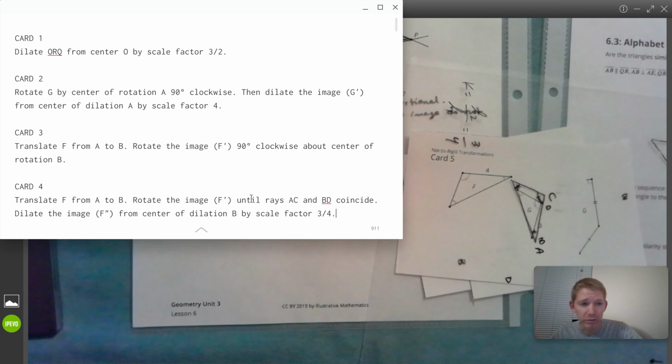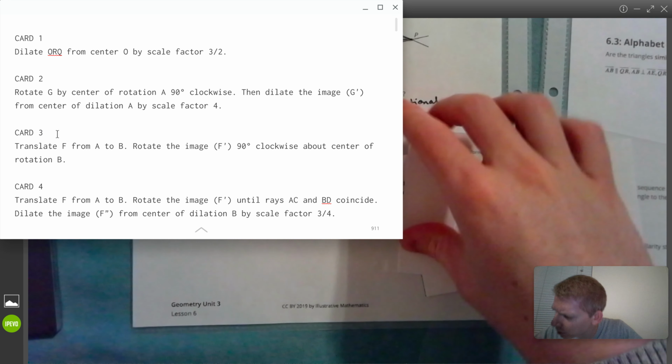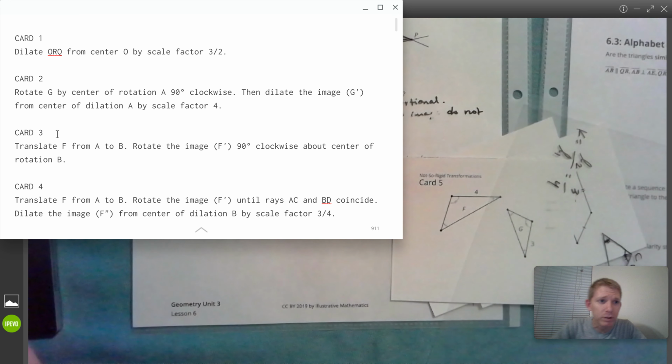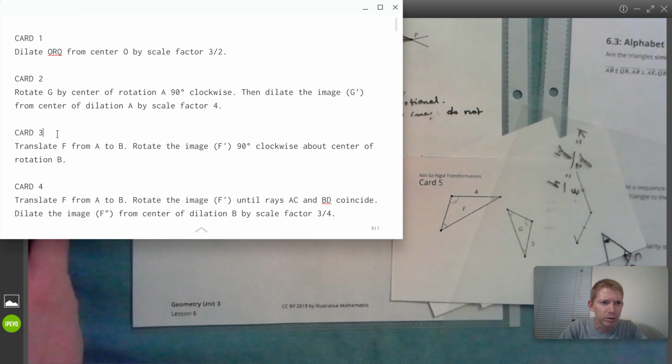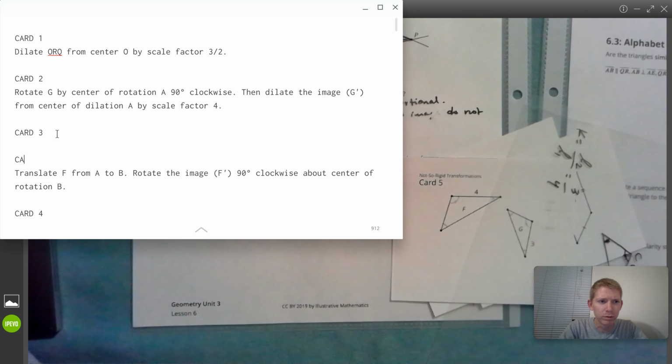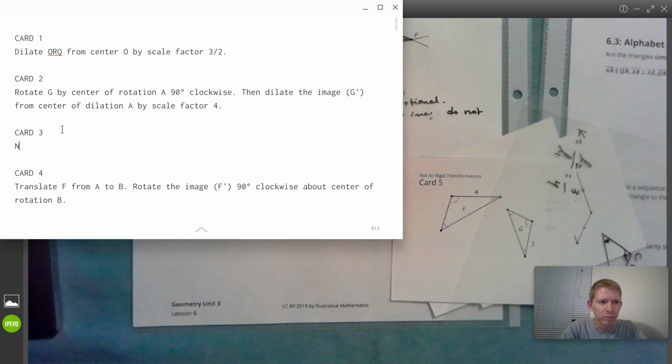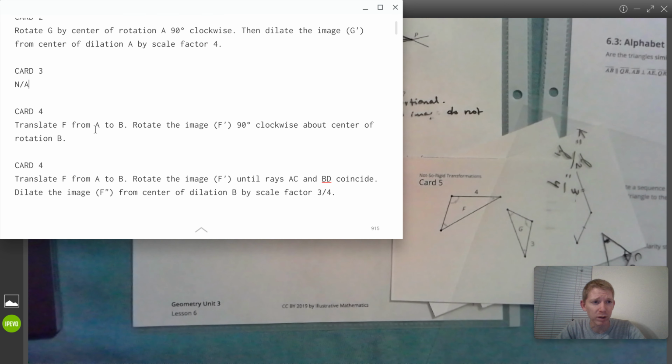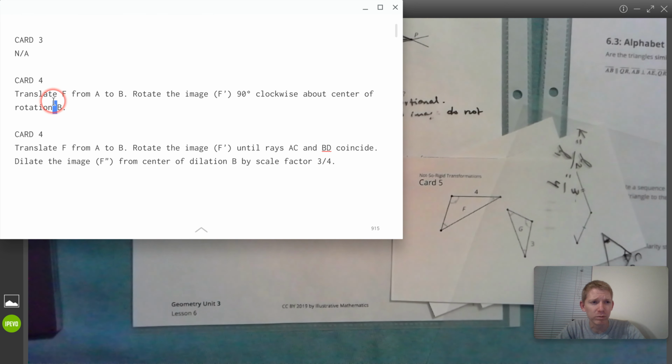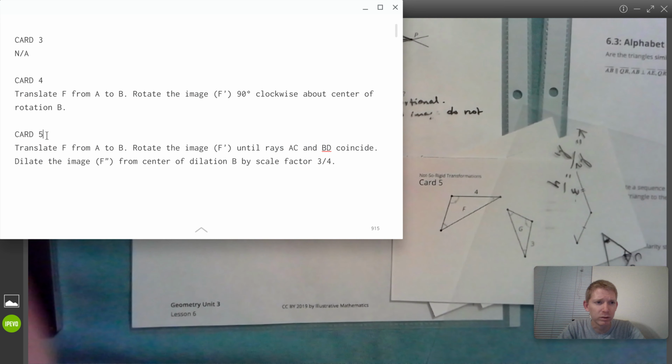Oh, sorry, for card... Oh, wait a second. Card 3 is the one that didn't work at all. So this one... Sorry, this one is... there's no sequence of rigid transformation. No sequence of transformations works for that one. This one was card 4, and then this one was card 5. Okay, so now we're on card 6.